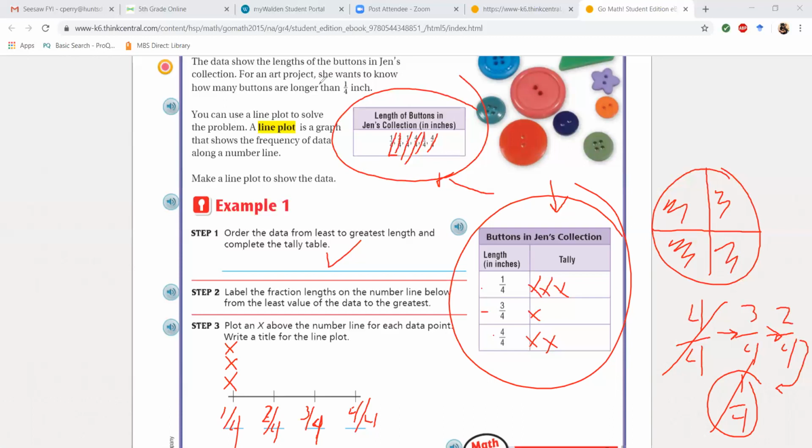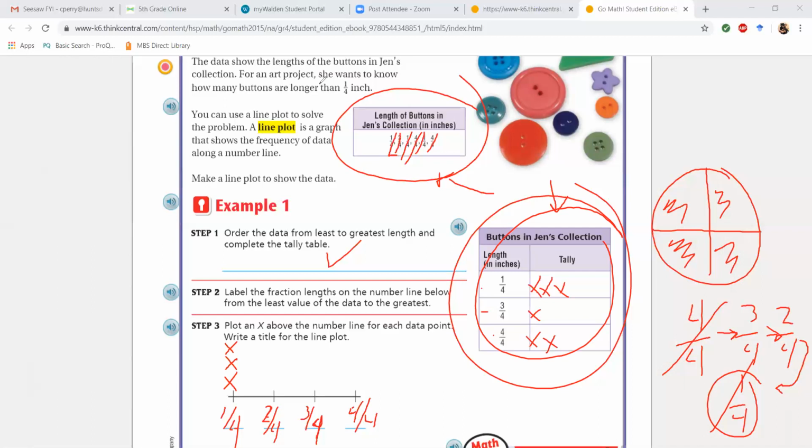Okay. How many X's am I going to put above 2/4? What do you think? Let's see. Who haven't I heard from in a while? Oh, Dakota. What do you think, Dakota? How many X's am I going to put above 2/4? None? Well, surely you have to put something. Why am I going to leave it blank? That's right, because from our table, there are no 2/4. She doesn't have any buttons that have a length of 2/4. So I'm just going to leave it blank.